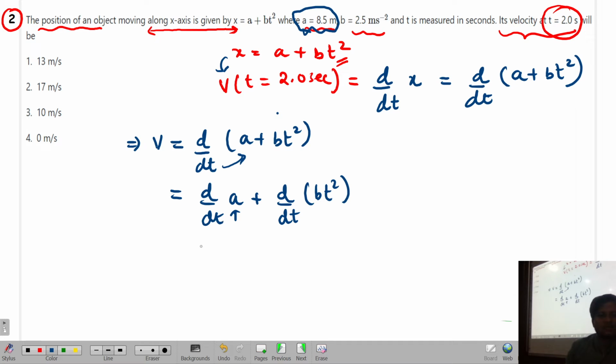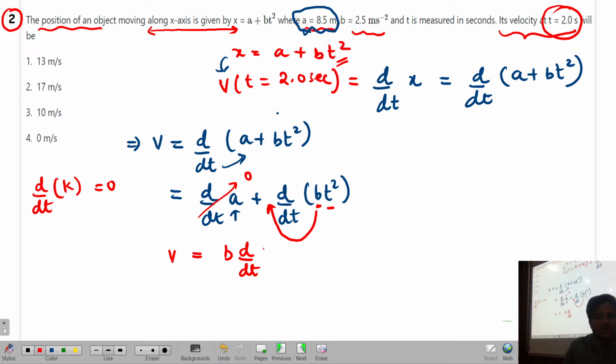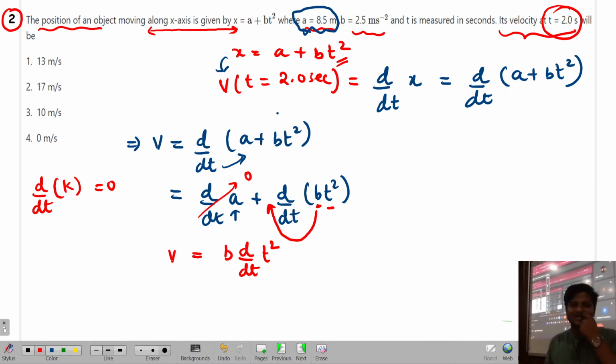If you take the differentiation of a constant, remember that if you take d by dt of any constant, the answer will be equal to 0. So this value becomes 0. But if a constant is multiplied with the variable, what will happen? The constant will come out. So b will come out and d by dt of t square. These are two important steps. First, you have to differentiate the constant, which will be equal to 0. Then you have to see the next part of the equation, where you observe that a constant is multiplied with the variable. I'll just bring the constant out and take the differentiation of the variable.